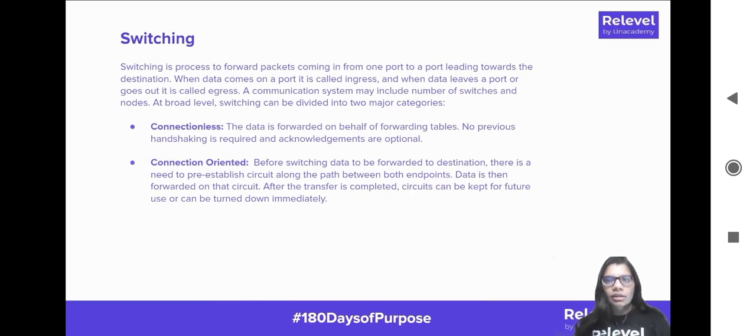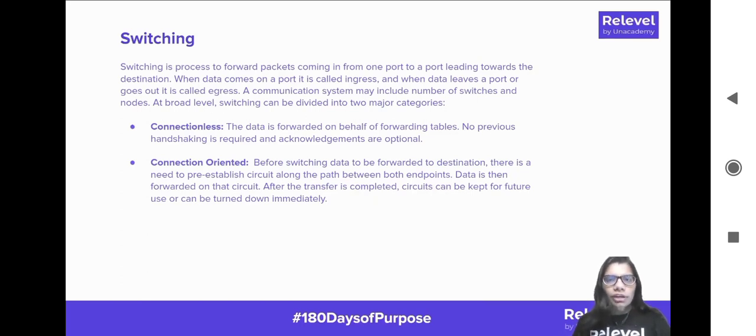One is connectionless. The data is forwarded on the basis of forwarding tables, so no previous handshaking is required, and acknowledgements are also optional. Another major category is connection oriented. Before data is forwarded to the destination, a pre-established circuit is needed along the path between both endpoints. Data is then forwarded over the circuit. After the transfer is completed, circuits can be kept for future use or can be turned down immediately.